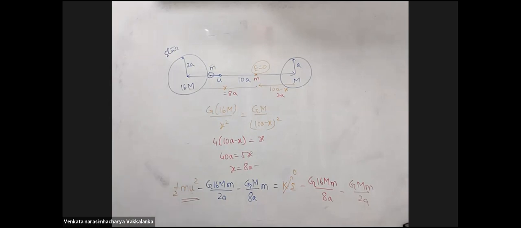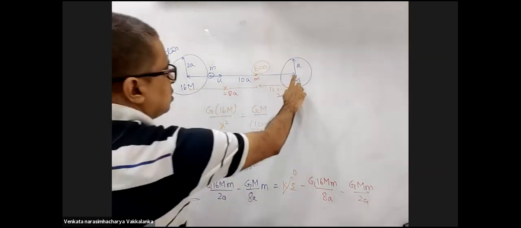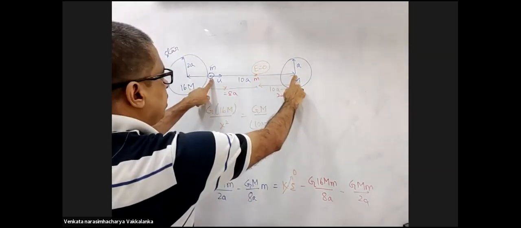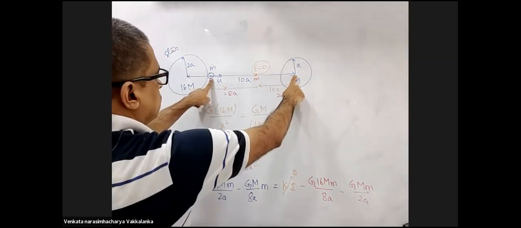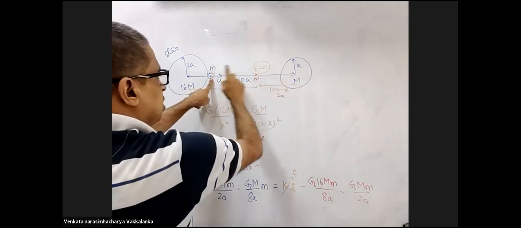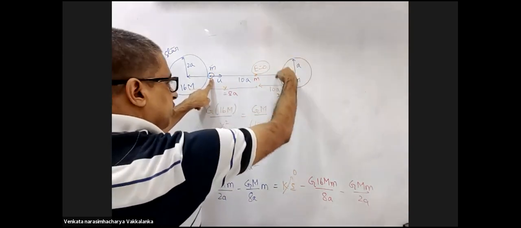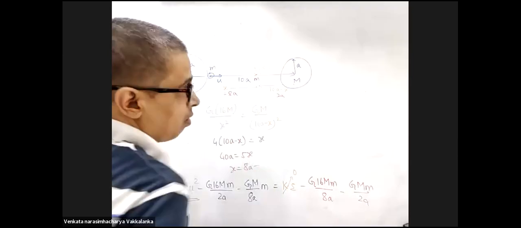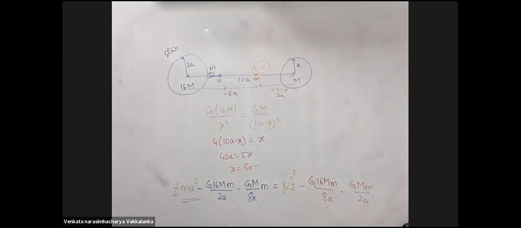Sir, in this total mechanical energy initial, why is it GMm by 8a, should it be 10? Distance from this center till here is only 8. You are finding out the potential between small m and capital M. For capital M, what is the potential here? Yes, yes, sir. Thank you. I got it.